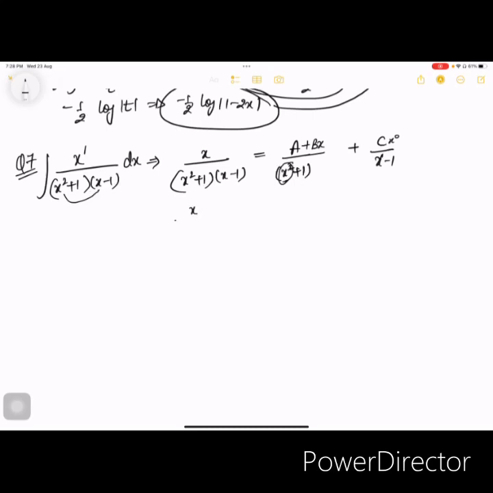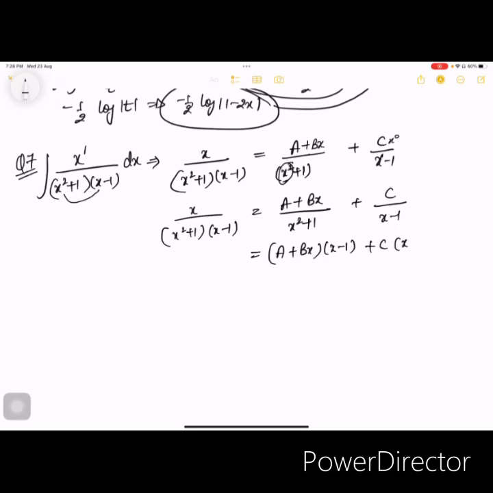So now the question will be written in a clear manner: A plus Bx upon x square plus 1, plus C upon x minus 1. Then we will take the LCM. This is the LCM. Left hand denominator and right hand denominator are the same, so they will get cancelled out.